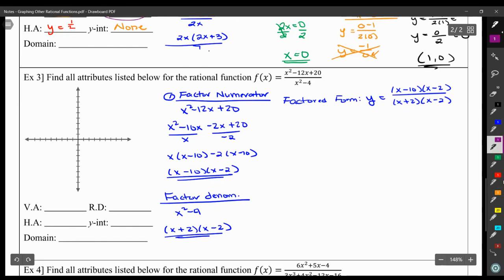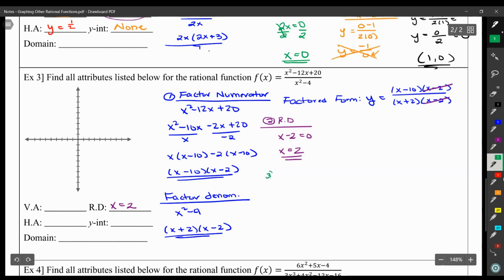So the first thing, so step 2, is the first thing we're going to look for is any removable discontinuities. So pause the video and try to find your removable discontinuities. So x minus 2 is the factor that cancels, so that creates the removable discontinuity. Set it equal to 0 and solve. So we have a hole in our graph at x equals 2.